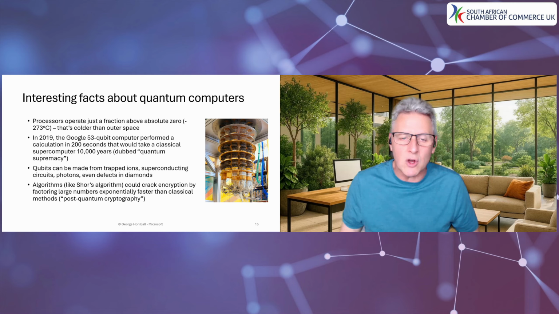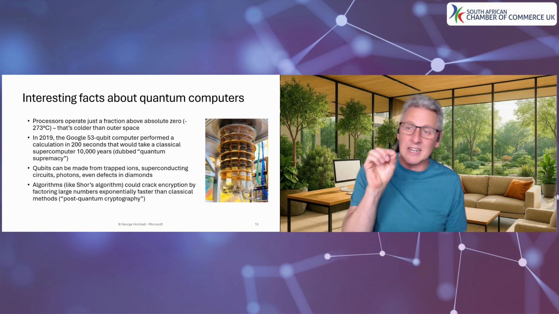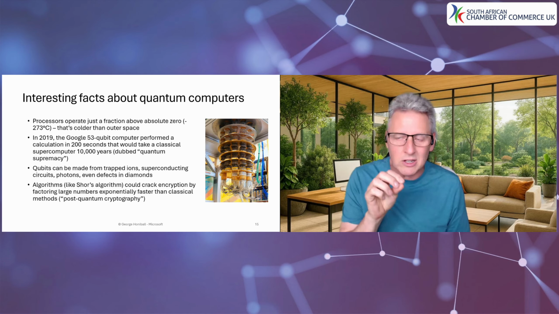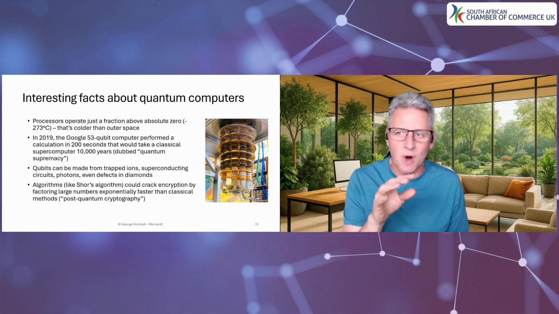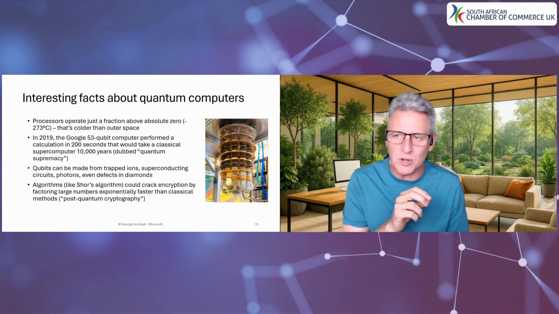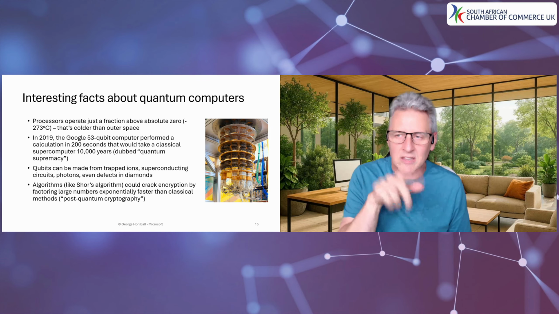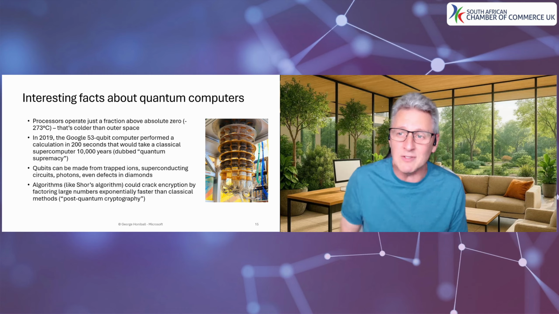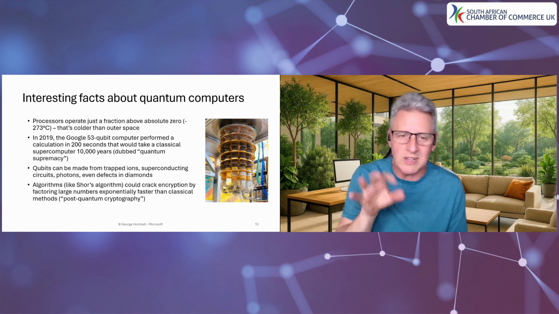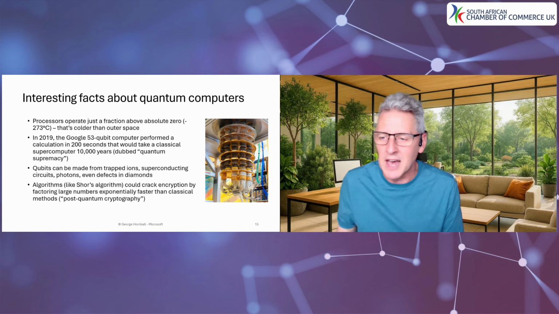In terms of qubits, obviously they're operating at an atomic level, so you can use these qubits in many different ways. We're way beyond using mag tapes and hard drives, and even the classic spinning hard drives that we used to have. Now we've got solid state hard drives. We're moving away from that, where you can use superconducting circuits, you can use photons. I don't know how this is possible, but apparently even defects in diamonds can be used as qubits. So it's very, very interesting.